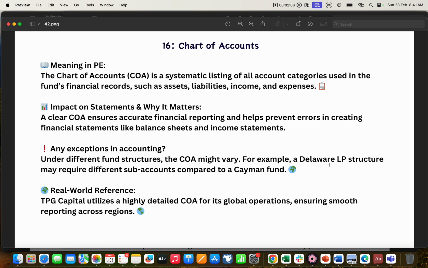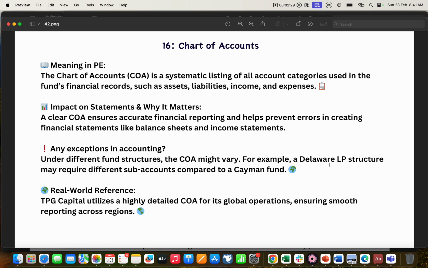But here is a twist. COA is not one size fits all. Different fund structures mean different COA. A delivery LP might require specific sub-accounts that a claim and fund does not. So understanding this difference is key to staying ahead in the PE fund market.